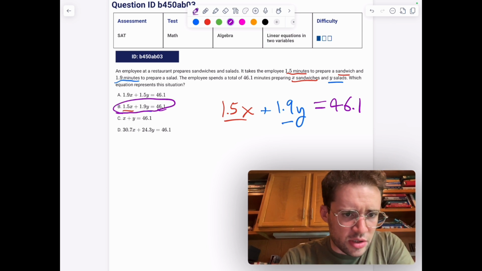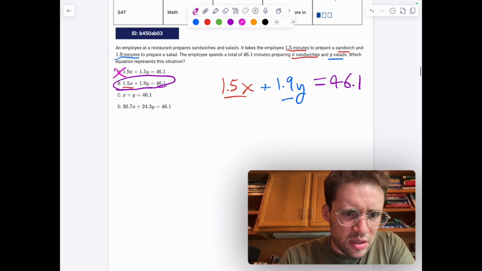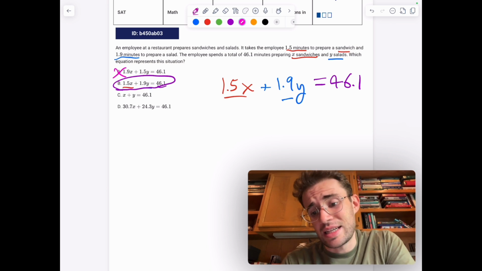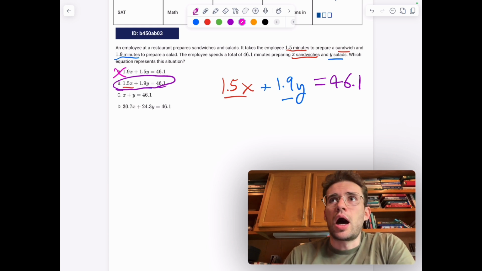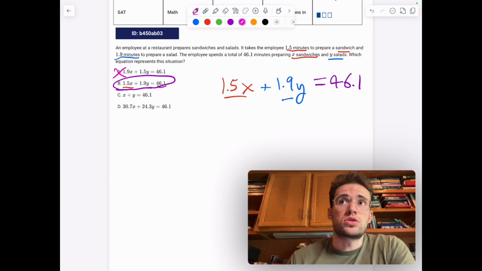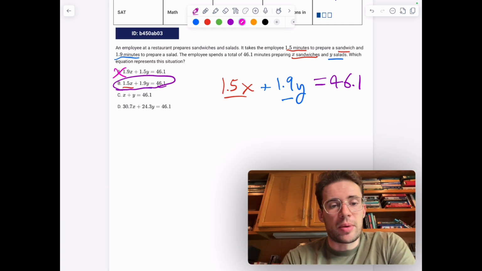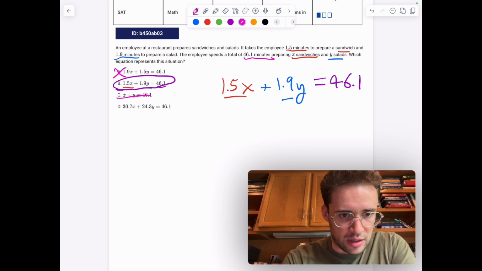Let's see what they did for distractors. They switched the x and y, so just be careful with that. Don't rush. It's the main way that you could mess that one up. X plus y equals... if they said the total amount of sandwiches and salads, if it was a systems problem, maybe they would say the total number of items they sold was 5 or something like that. Then that would mean x plus y has to be 5. But that's not what we're doing here. This has to do with which equation represents the situation. The 46.1 is the time that's used, not the number of items.